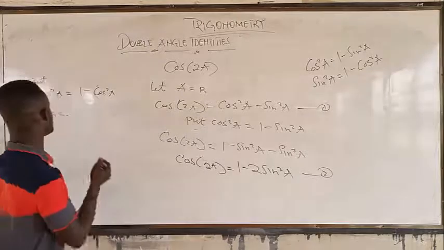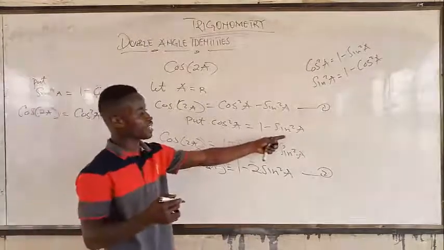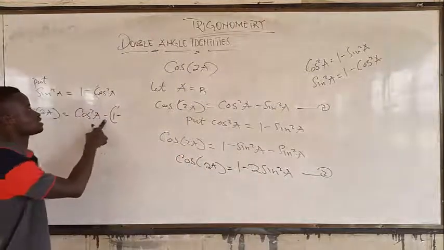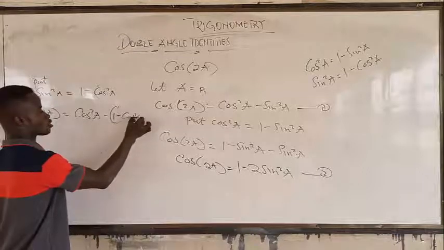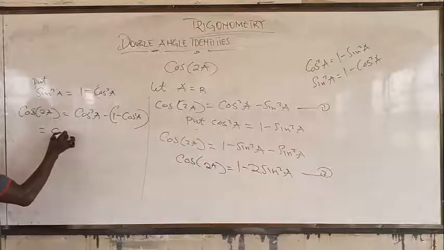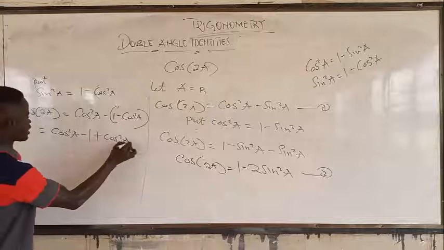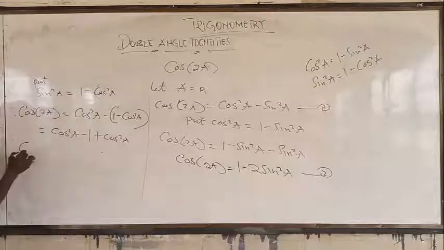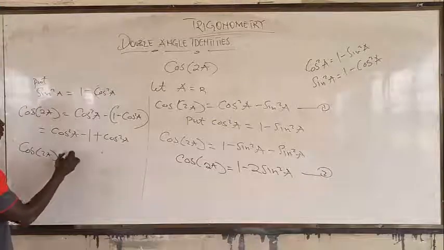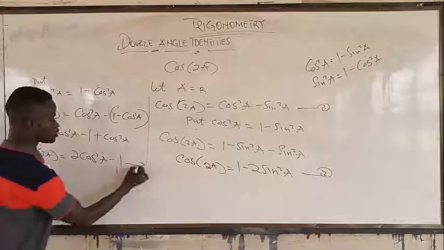So by substitution, cos square A minus, now instead of writing sin square A, we are going to bring the bracket because the negative will affect the inside. Cos square A. Very good. And this is going to give you cos square A plus cos square A. Very good. And this is going to give you cos 2A to be equal to 2 cos square A minus 1. And this is going to be equation 3.